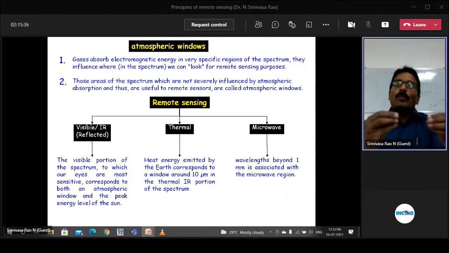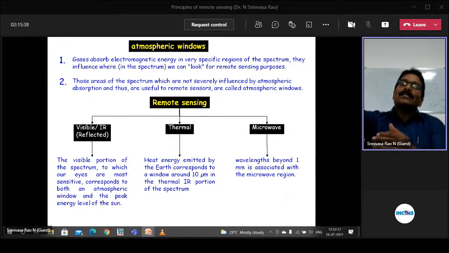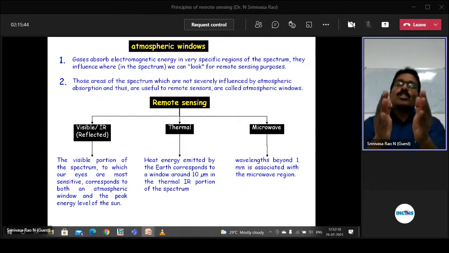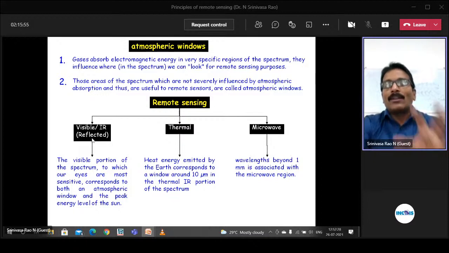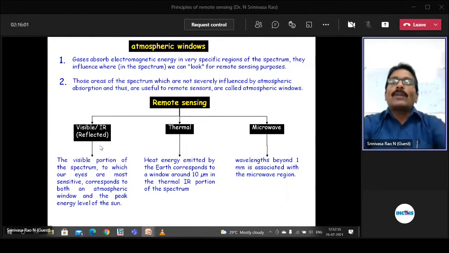That means it's not stopping, it is allowing up to the sensor. What light is allowing? The total electromagnetic spectrum it is not allowing. Only some particular portions, regions, it is allowing. What are those portions? Visible and infrared. So whatever that particular wavelength, reflection takes place. This is only possible in the daytime, with sunlight incident and reflected light.